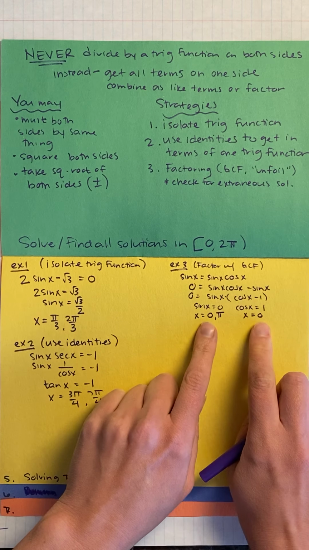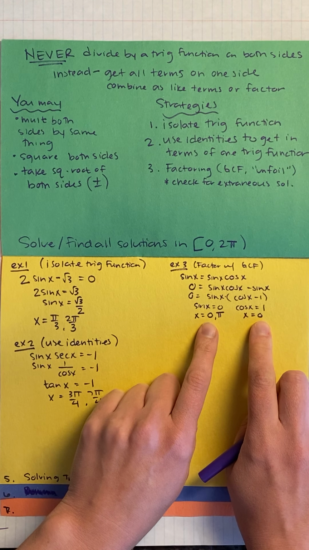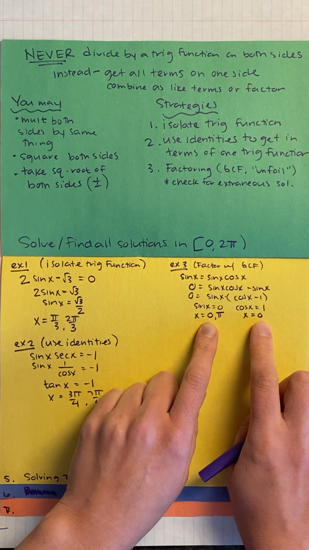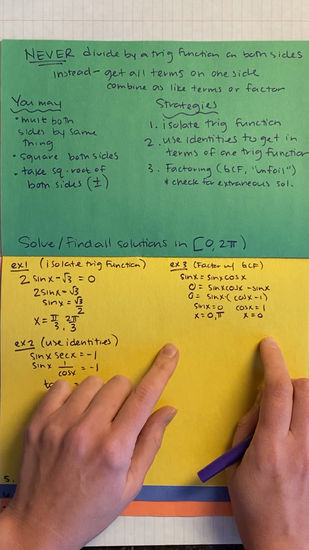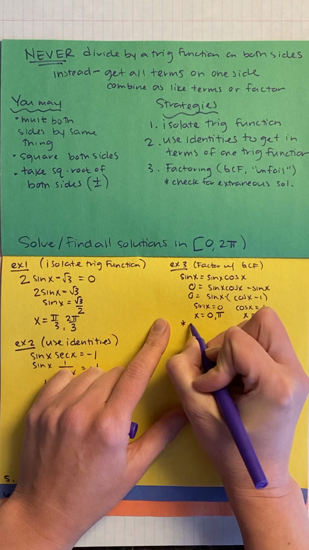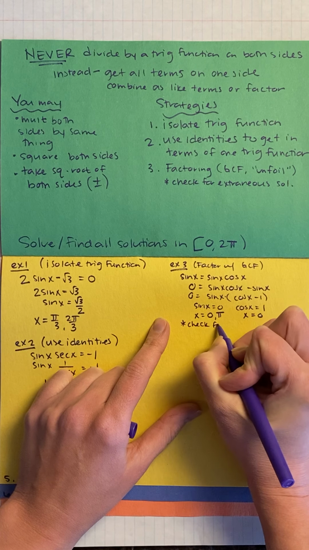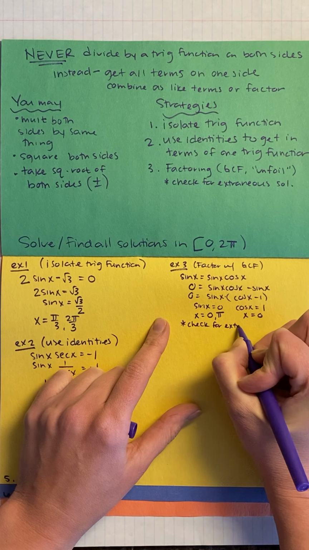You might notice that we got a repeated solution of 0. That's fine. That doesn't really matter much. It just gives us one thing less to check. Because what we're going to do now is check to see if any of these are extraneous.